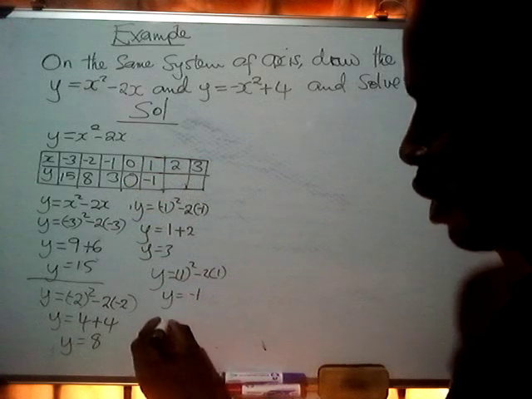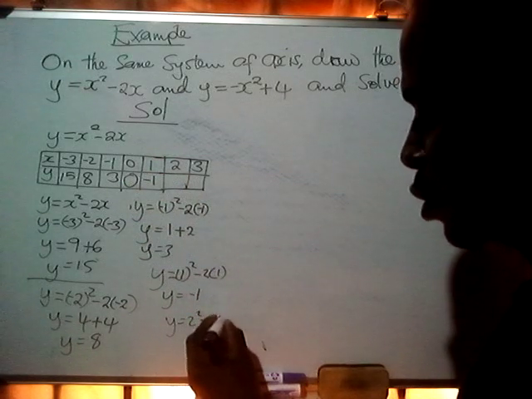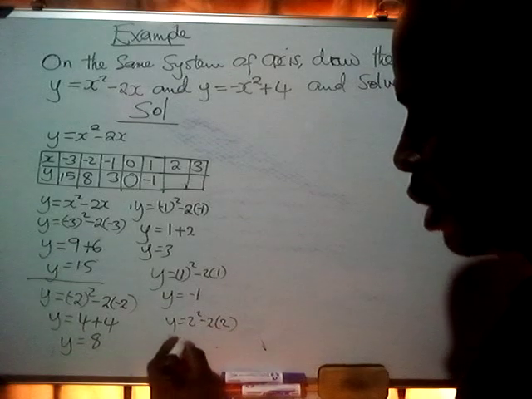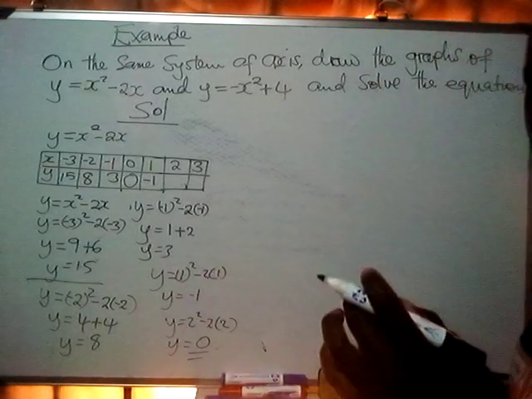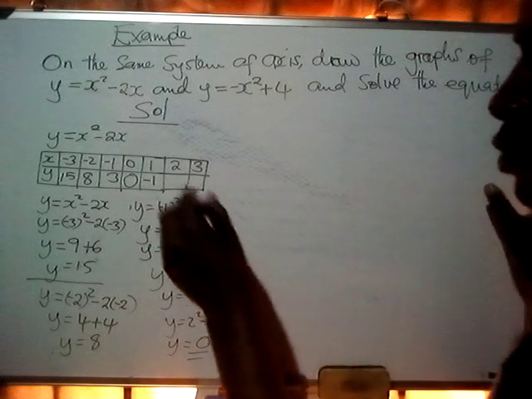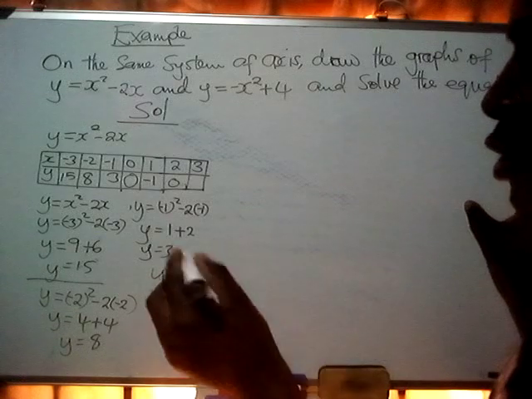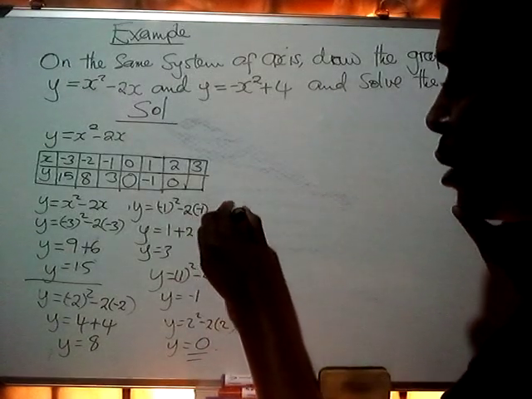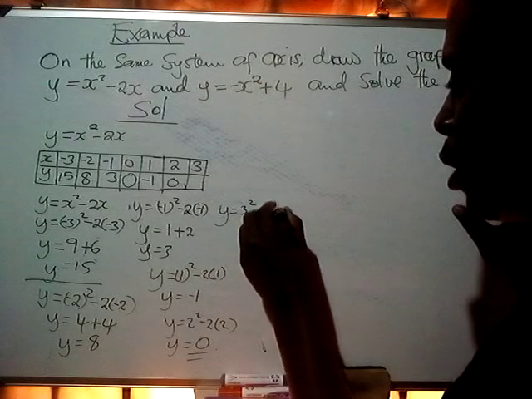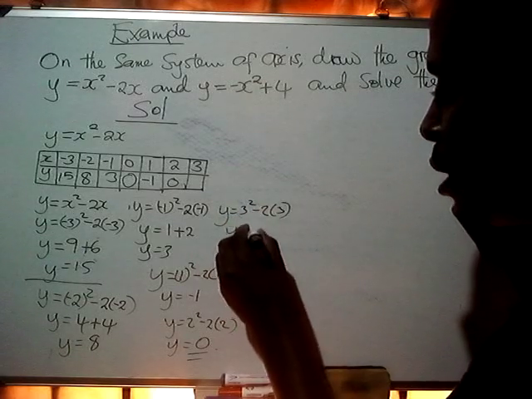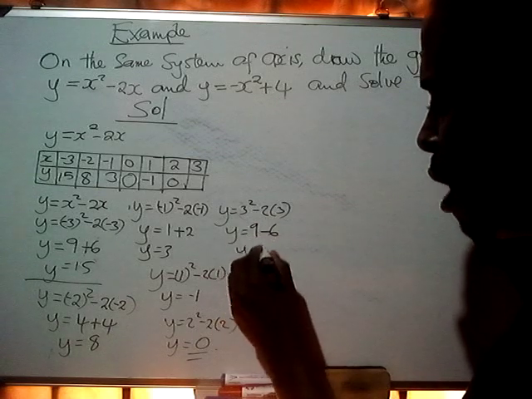If we have 2 there, we are going to say 2 squared minus 2 times 2. The answer will be 0, because 2 squared is 4, so it will be 4 minus 4. The answer will be 0. If it is 3, we're going to have y is equal to 3 squared minus 2 times 3. So y is equal to 9 minus 6. y will be 3.